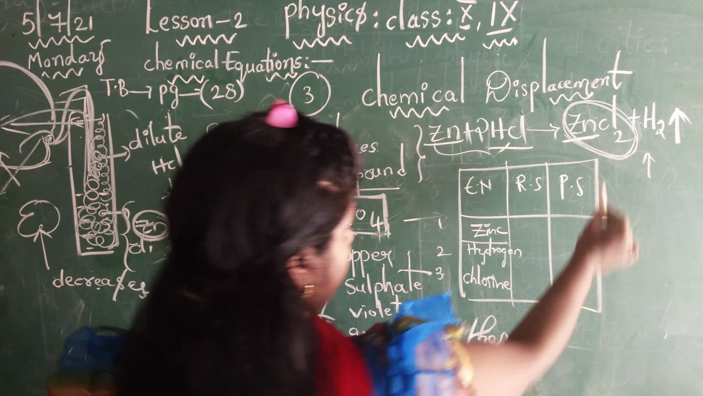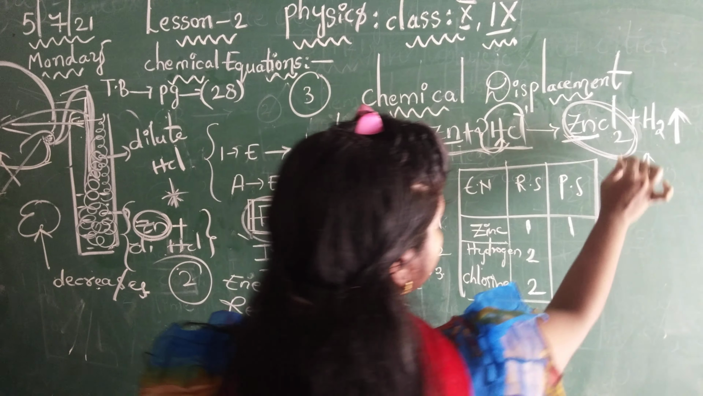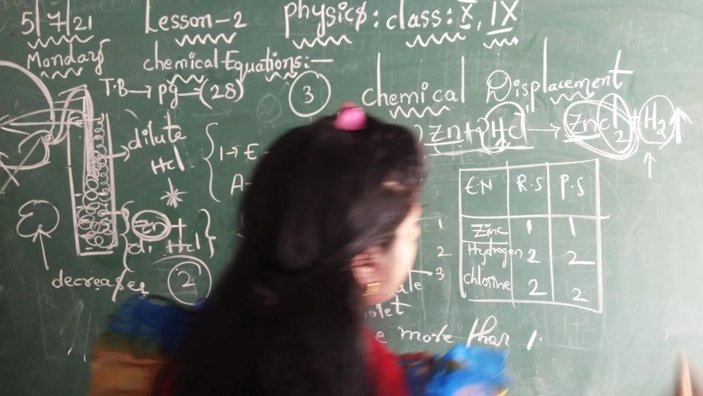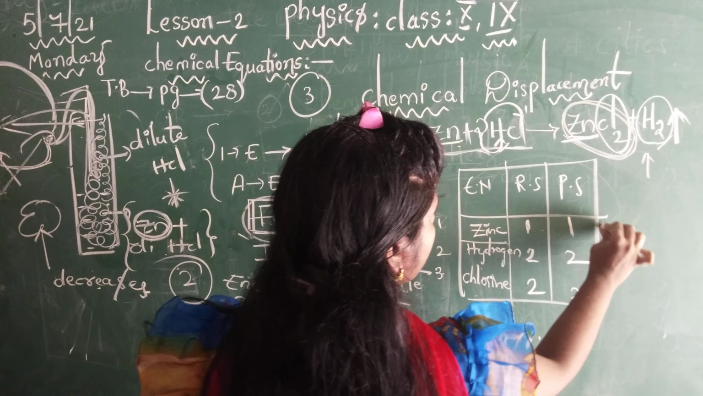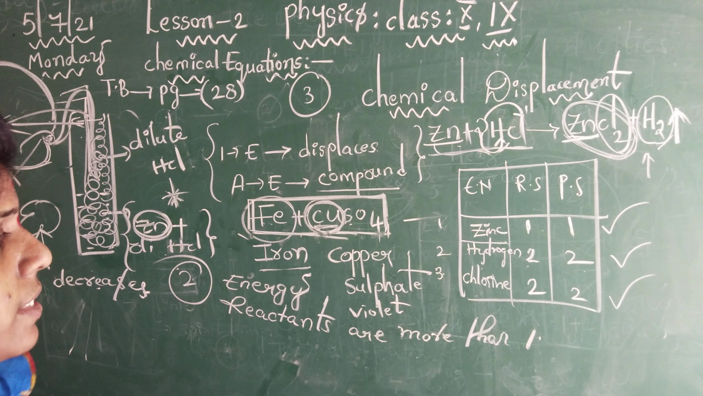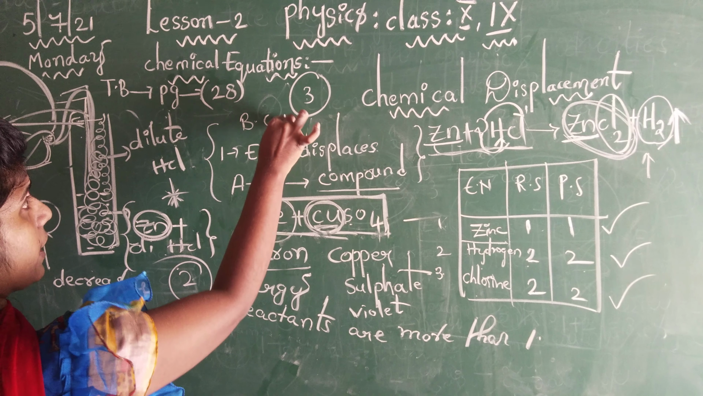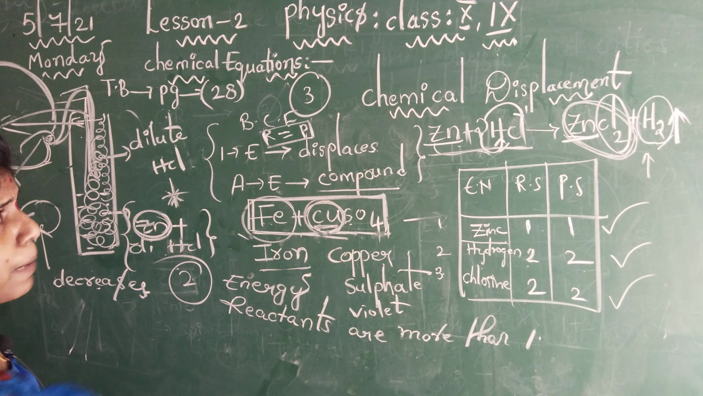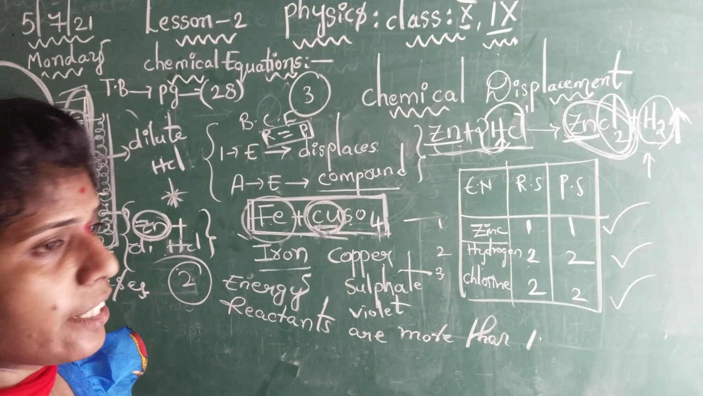How many zincs are present? One. This 2 is applicable for hydrogen. This 2 is also applicable for chlorine. So 2 molecules of hydrogen are present, 2 molecules of chlorine are present, and 1 molecule of zinc is present. Cl2 means 2 chlorines are present. Hydrogen is H2, 2 hydrogens are present. Check the coefficients. 1, 1 satisfied. 2, 2 satisfied. 2, 2 satisfied, right? Hence we can say it is a balanced chemical equation. Now the number of reactants equals the number of products. This is the example for what? Chemical displacement reaction. Is it clear now?